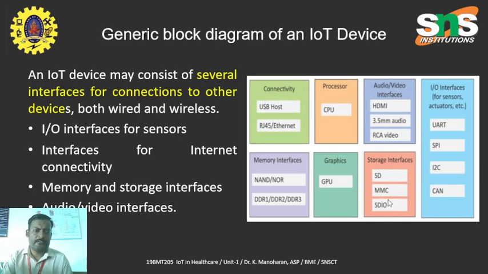An IoT device may consist of several interfaces for connection to other devices, using both wired and wireless methods. The IO interface is used for sensors, with internet connectivity. The memory and storage interface will be used for storage of information, and the audio video interface is used to interface audio and video signals.